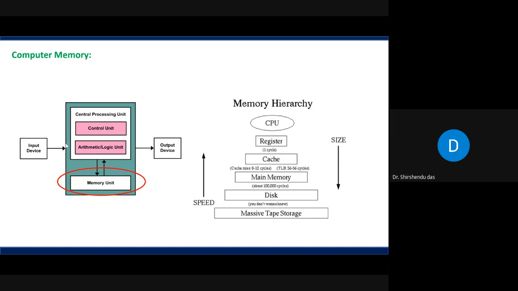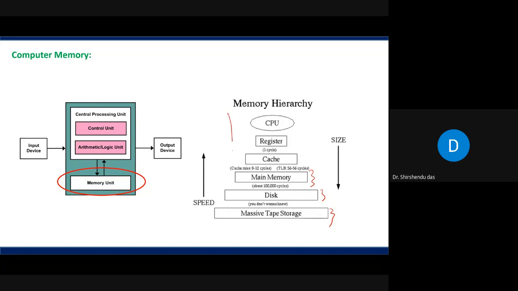So there are different types of memory possible. If you start from the bottom, tape storage. Tape storage nowadays is almost obsolete. Tape storage means the audio cassette or video cassette that we used in the 90s, right? Those are called tape storage, tape devices. Then disk means you can consider it as hard disk, right? And then main memory. Main memory is RAM, and after main memory there are cache and register.